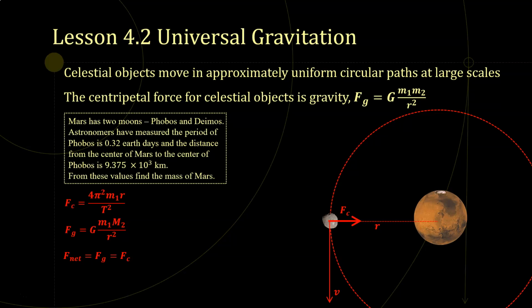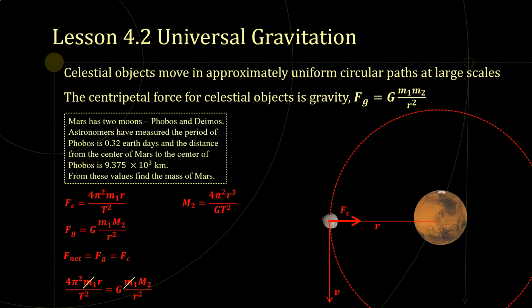So now I know that Fg is equal to Fc, and those two equations that I have can be equated to one another, and that's what I'm going to do here. Anything that's found on both sides of the equation can be canceled out. So the mass of Phobos is not necessary to know. I can cancel that out of the equation.